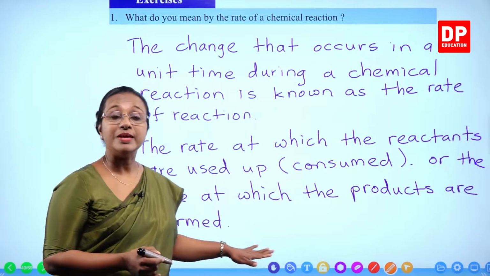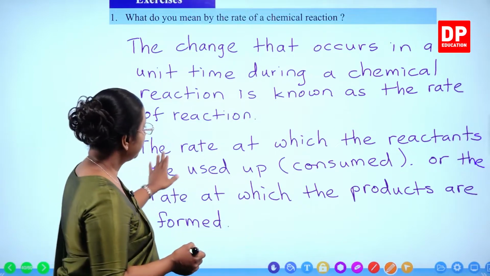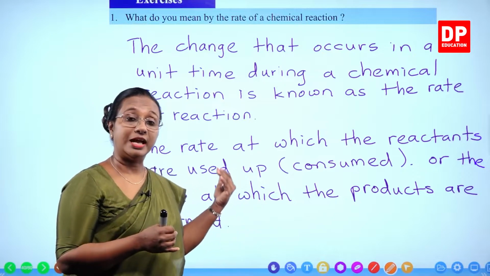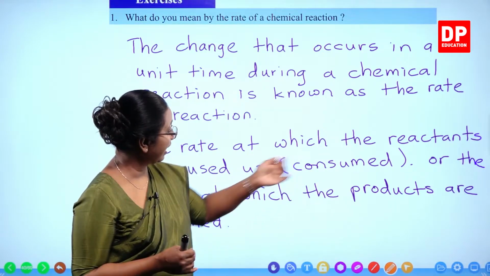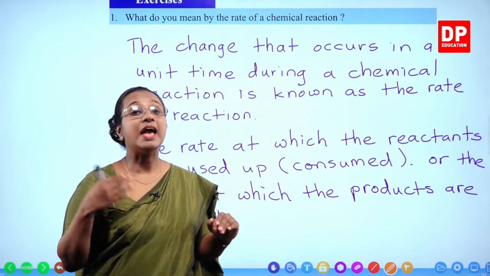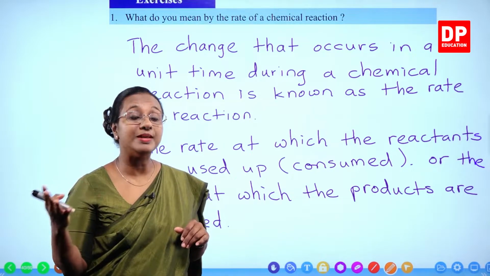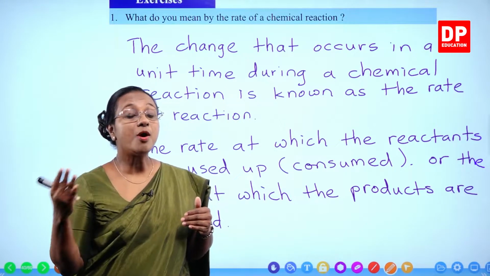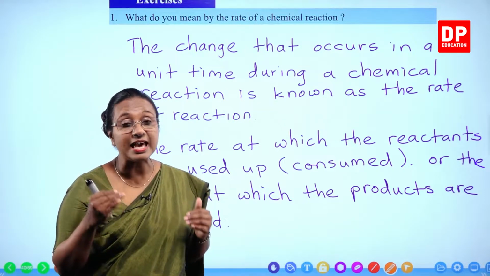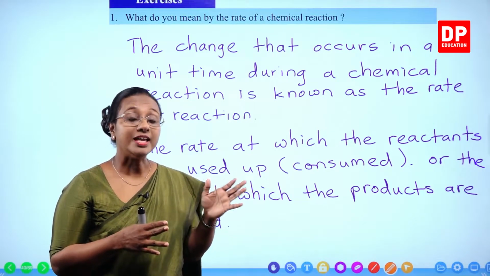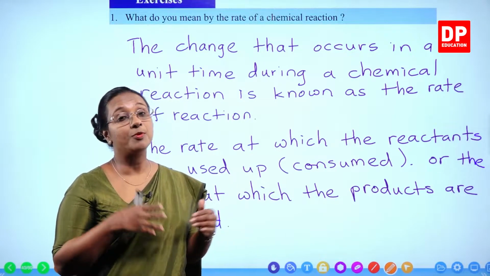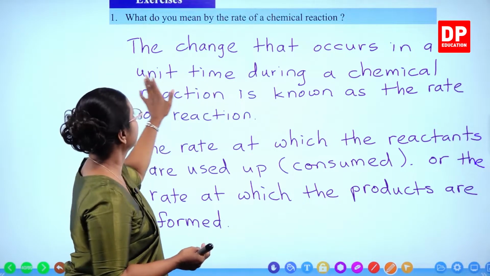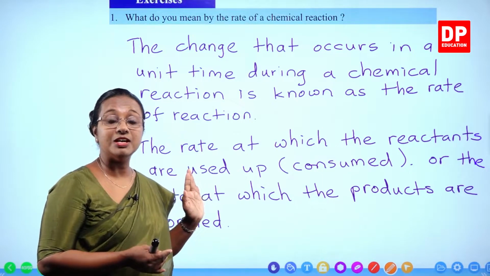So this is how we calculate rate of reaction. You take the amount of reactants used up divided by time taken, you get the rate of reaction. Otherwise, you can take the amount of products formed and you divide it by time and you will get the rate of reaction. Whether it's the reactants being used up or products being formed, it is the same rate of reaction. Why? Because when the reactants are used up only, the products are formed. So that is why we call it as the change that occurs in a given time.